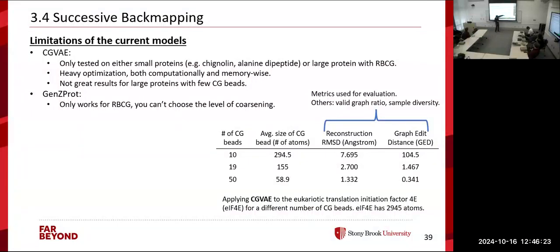As we can see, when we test this CGVAE model on proteins with a large CG bead size, 60 up to 300, the reconstruction becomes a little bit worse, from 2.7 all the way to 7.7. Now we're testing it with 5 beads, and I assume it's going to be a little bit worse, but we have to see. So the reconstruction RMSD, the deviation between the two structures, becomes larger and larger. So can we do better than this?